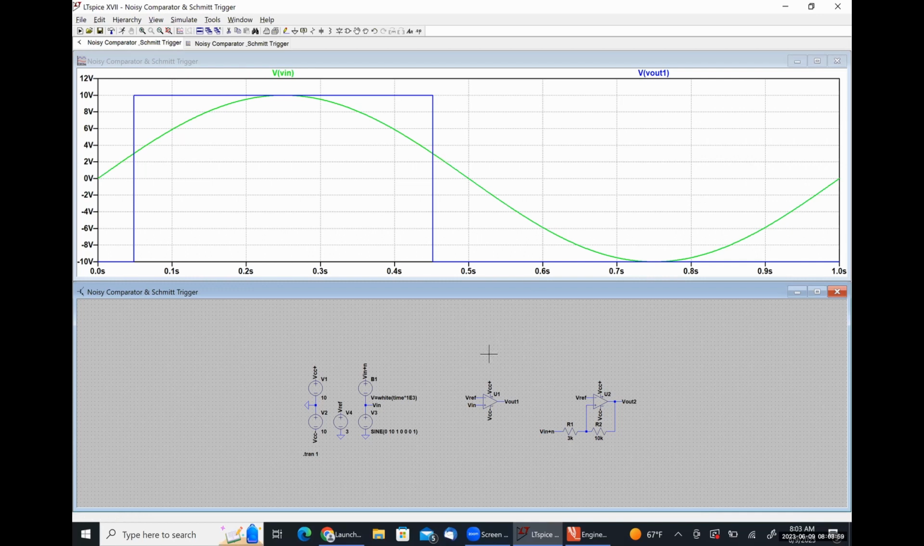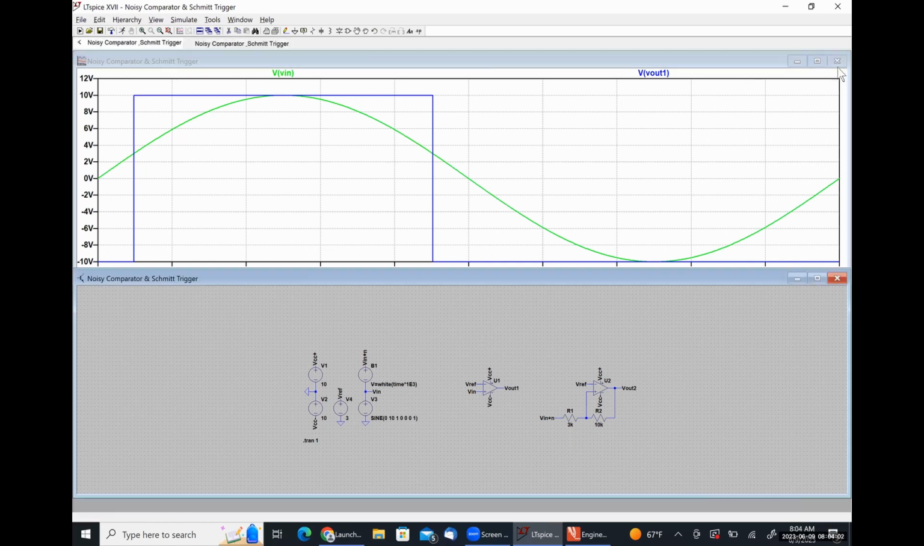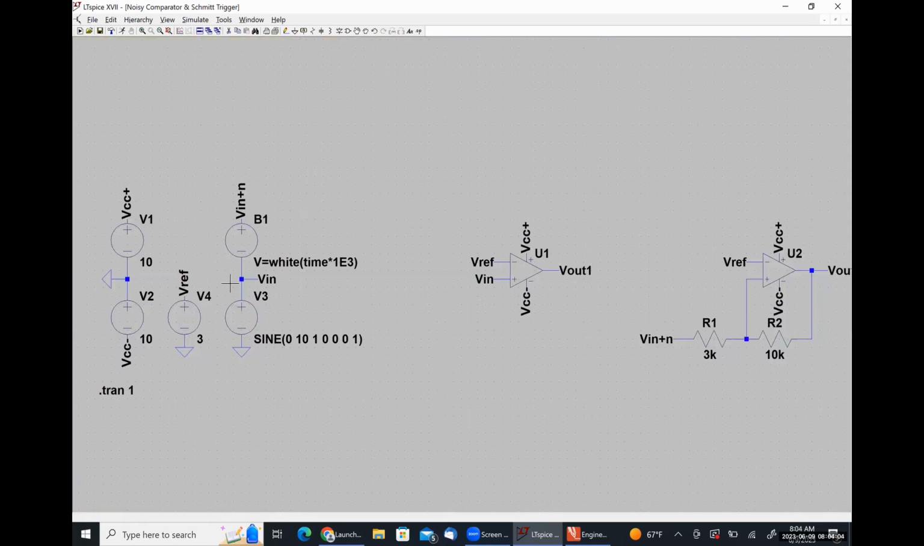So what I'm going to do now is introduce some noise on my input signal. I've done this by putting 2 voltage sources in series. Down here, we have our regular input voltage that just ranges from -10 to +10. And then on top of that, I've added a simple white noise generator. The node that has these 2 voltages added together is labeled as Vin plus N.